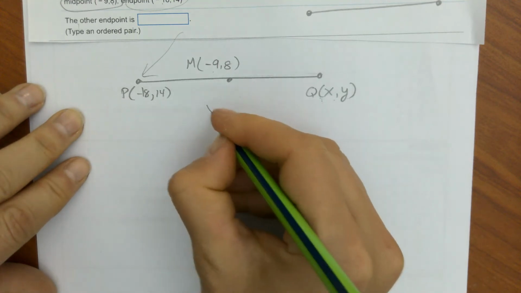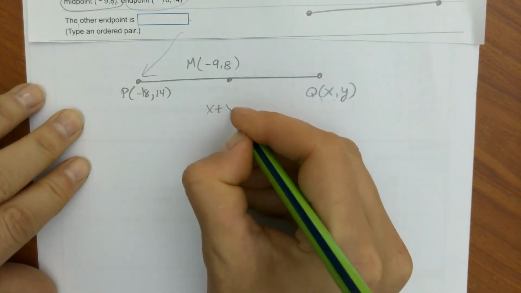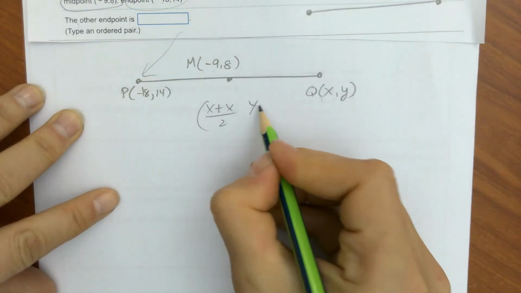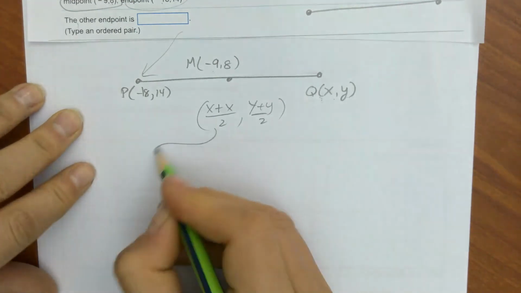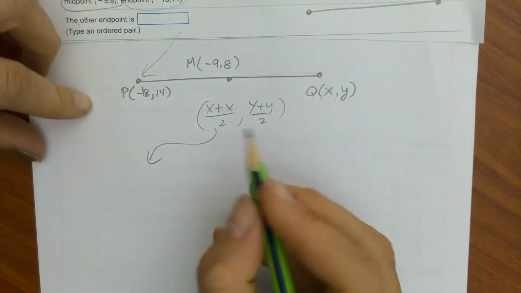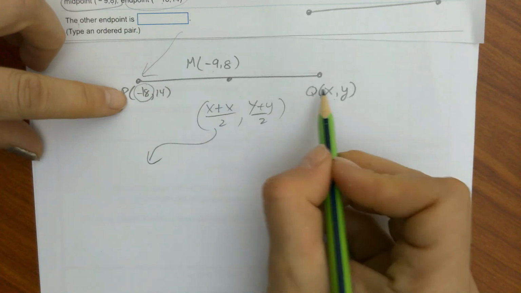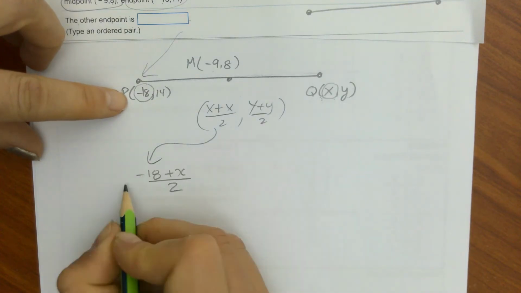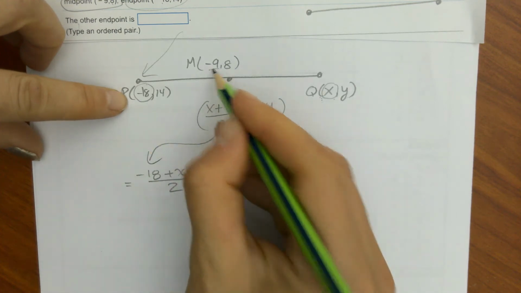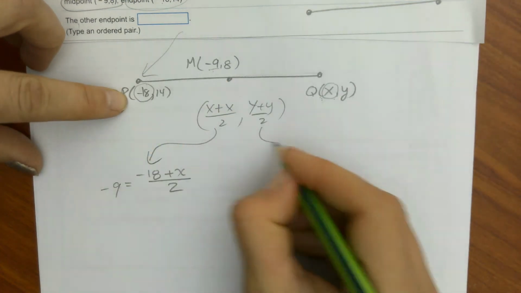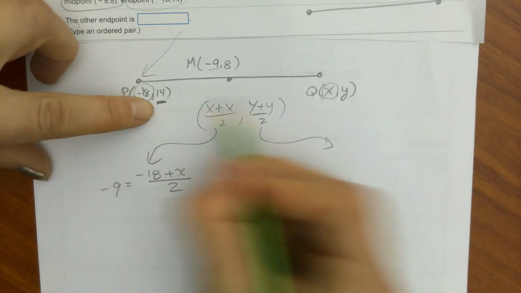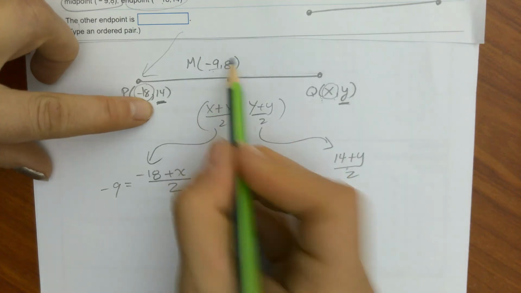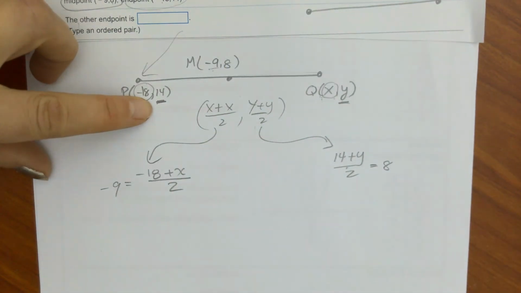So what's my midpoint formula? I add my x's, and then I add my y's. So first I'm going to find this one. My x's are minus 18 plus x over 2, but I already know the answer is going to be minus 9, so I do this. Now if I want to do the y's, I'm going to add my y values, but I already know the answer is going to be 8, like that.